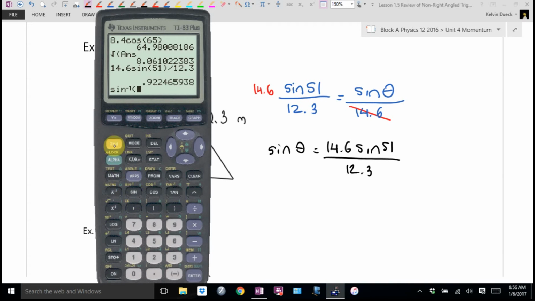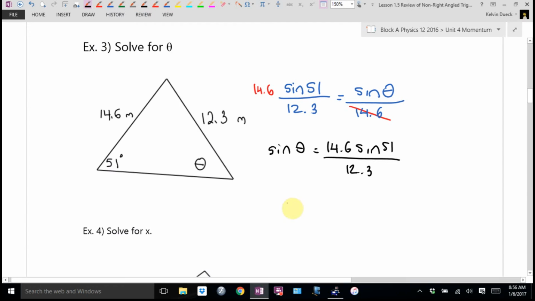Shift or inverse or second function, whatever it is on your calculator. Arc sine if you're British. And I get 67.3 degrees. Theta equals 67.3 degrees.